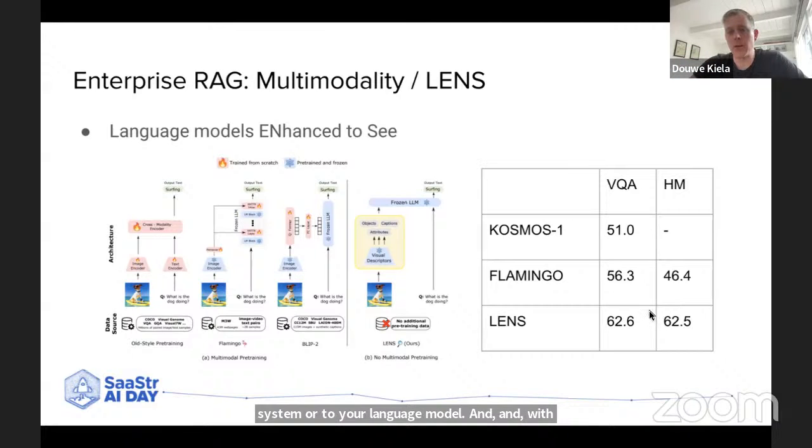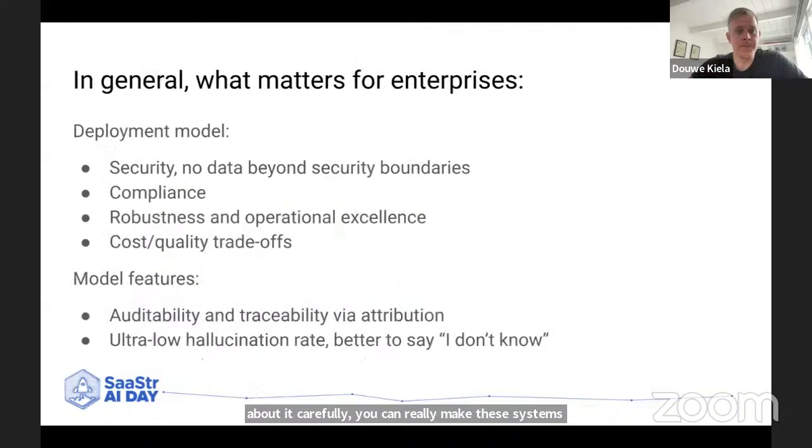When we announced this, what was actually surprising was that this system, which has 0 trainable parameters, actually outperformed DeepMind's Flamingo with 80 billion parameters by quite a substantial margin, as you can see. So there's a lot of simple stuff you can do where, if you think about it carefully, you can really make these systems very, very good at these kinds of problems.